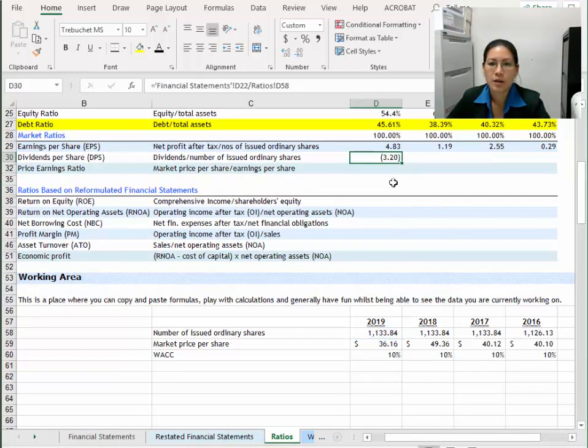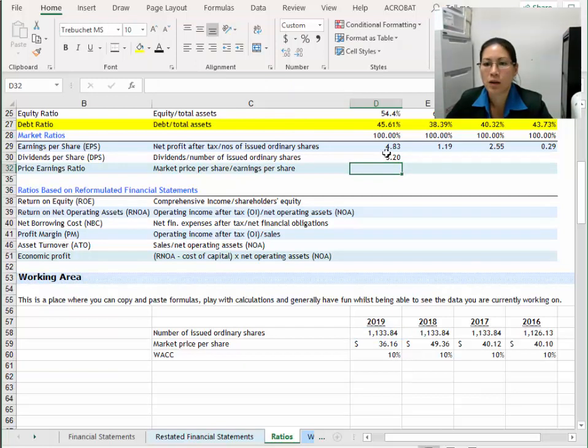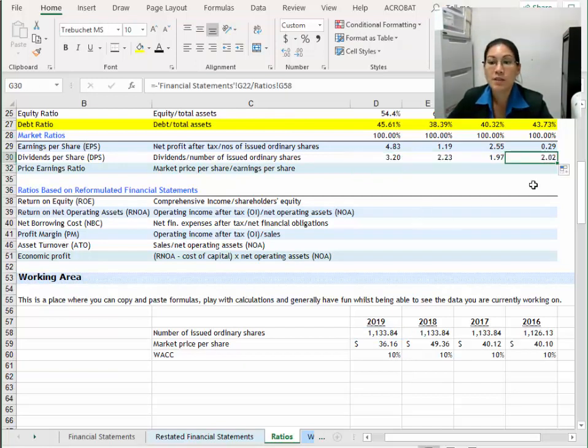And again, we don't want the negative figure in there. The reason it's negative is just because I entered the dividends as negative. It was decreasing equity. It doesn't mean anything. So I'm just going to negate that by putting a little minus sign in front of it. Fill that formula across. So let's have a look. This is actually really large. Wesfarmers does pay out very large dividends.